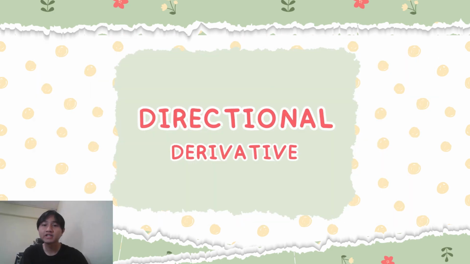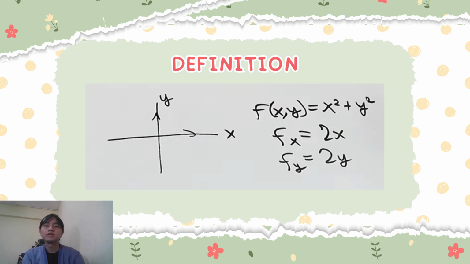The directional derivative will be explained by me. The idea of a directional derivative is that when we are looking at an xy plane and we have a function such as f of x y equal to x squared plus y squared that takes in two variables and spits out an output, we want to think about the way that function changes.